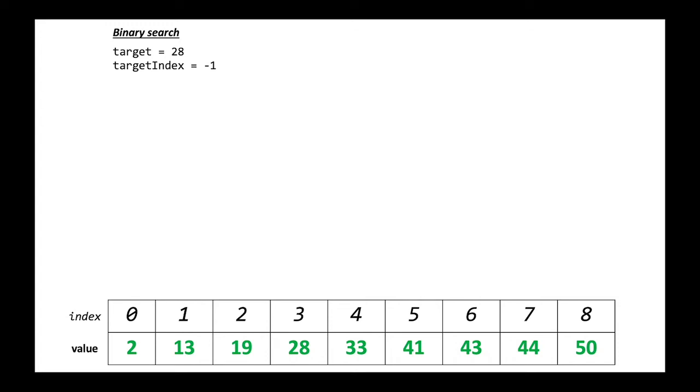In this array, we're going to look for the number 28. Now you can clearly see that that element is right here at index number 3. But we're going to start by not knowing where it is. So we set our target index to -1.